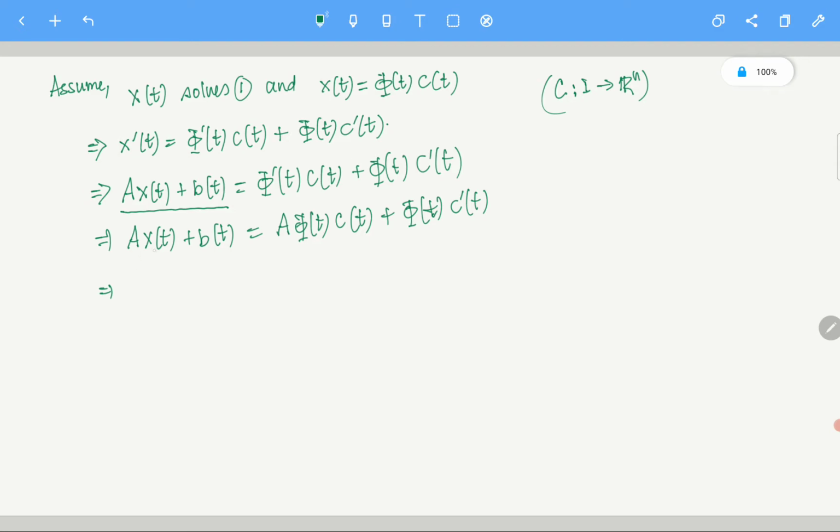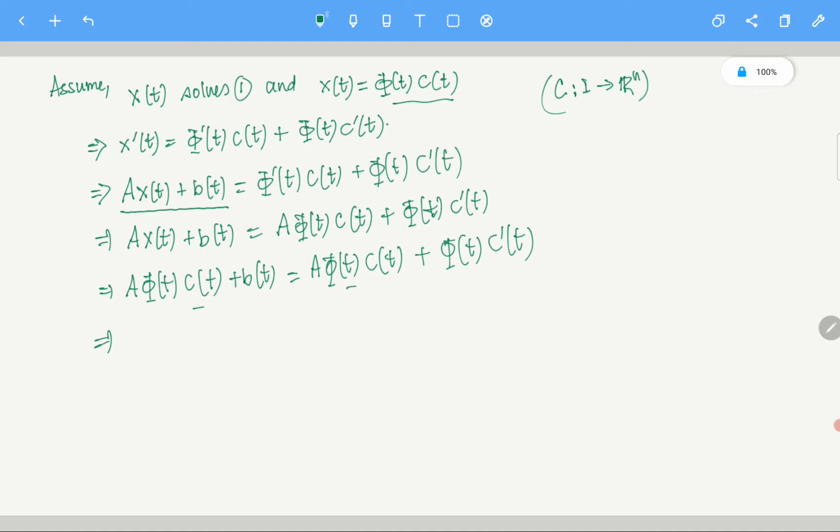Okay, now what is x of t? X of t is given by phi of t, C of t. So A phi of t C of t plus b of t equals A phi of t C of t plus phi of t C prime of t. Okay. Now, what does that give you? These two terms are essentially the same thing. So essentially what I have is phi of t times C prime of t is given by b of t. Okay, so the fundamental matrix phi of t times C prime of t is given by b of t.